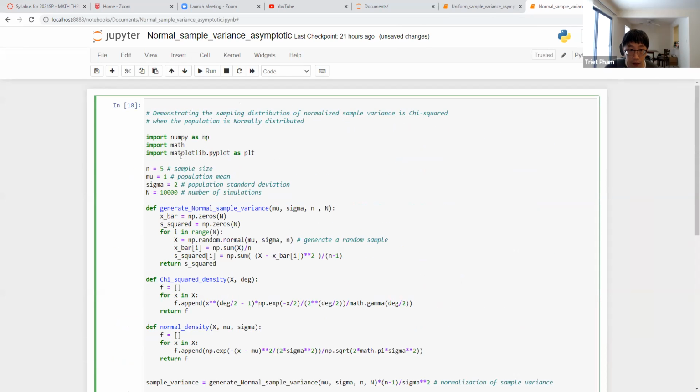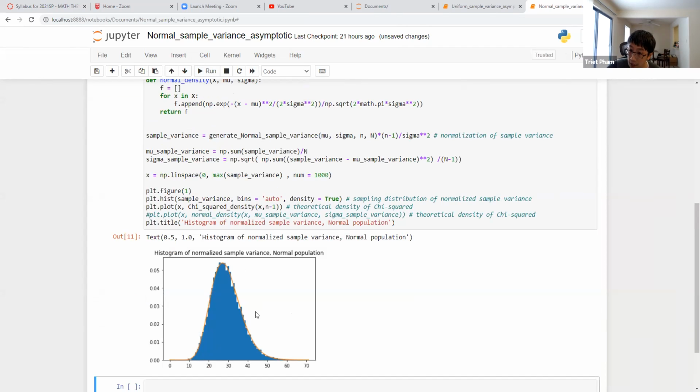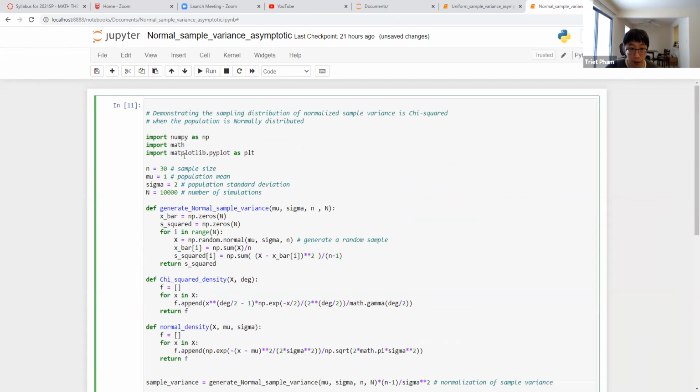And then let's go to infinity. Let's go to infinity at 30. See how it looks more normal? Again, we are under the normal assumption here, a normal population. So this says two things: the sample variance becomes normally distributed, and also the chi-square becomes normally distributed, with here 29 degrees of freedom.